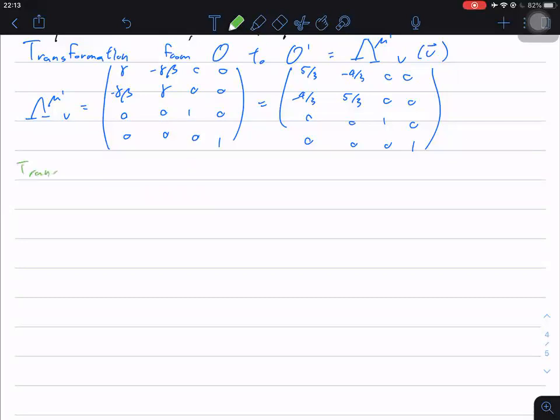So how about the reverse transformation? What's the transformation matrix from O prime to O? Well, easy. Let's say the notation is big Gamma, this time with mu here and nu prime here.